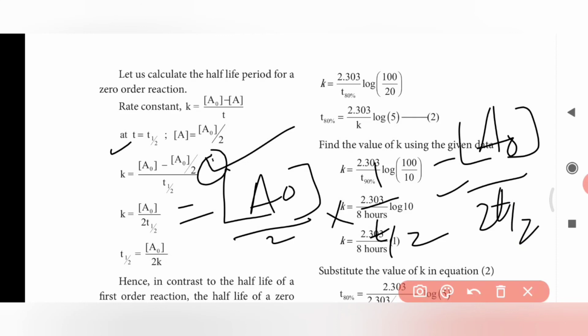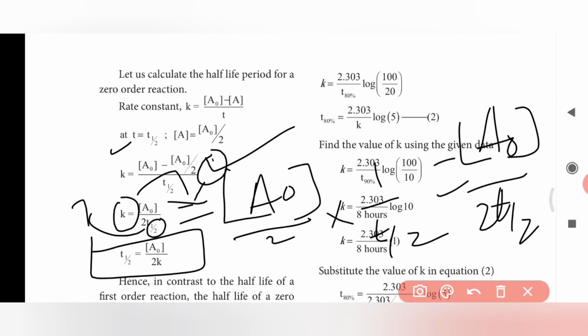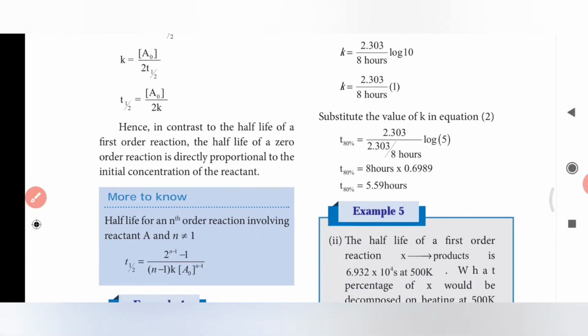If we bring t half to the left hand side and K to the right hand side, we get t half equal to a naught by 2K, which is the half-life period for a zero order reaction. Hence, in contrast to the half-life of a first order reaction, the half-life of a zero order reaction is directly proportional to the initial concentration of the reactant.